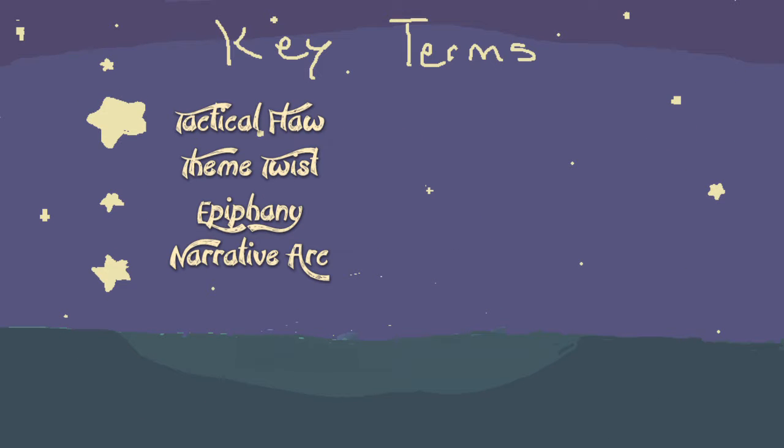Now, to gain a further grasp on Chapter 28, we need to be able to understand the key terms. Some important terms that were brought up during this chapter were tactical flaw, theme twist, epiphany, and narrative arc.